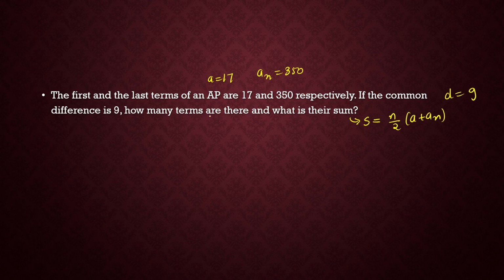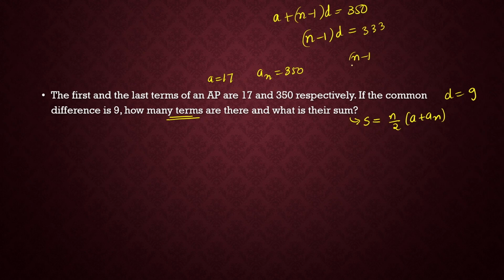So you have to find how many terms there are. an is nothing but a plus (n minus 1) into d, which is equal to 350. I know the value of a and I also know the value of d, so I can easily find it. So (n minus 1) into d is equal to 350 minus a. 350 minus a, the value is 17, so that is equal to 333.